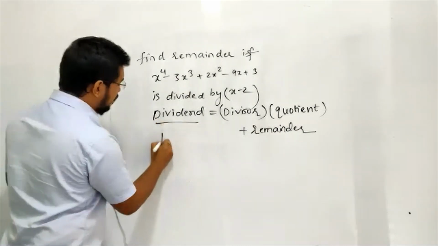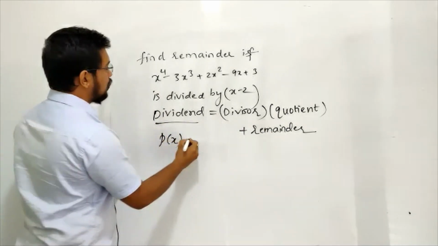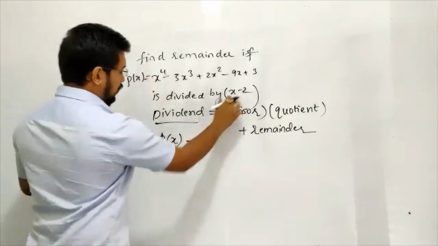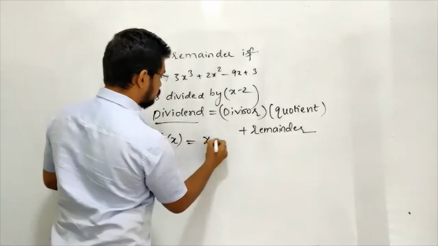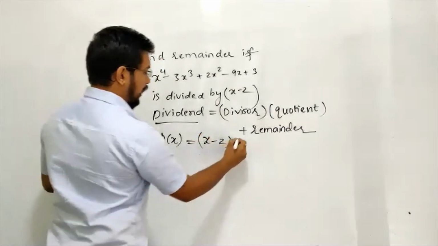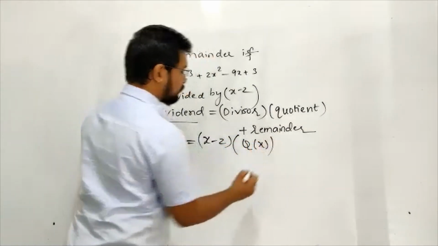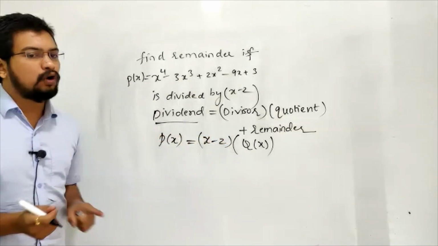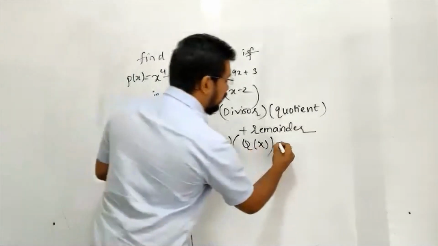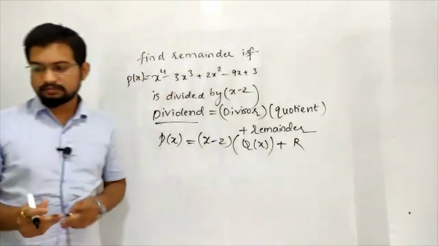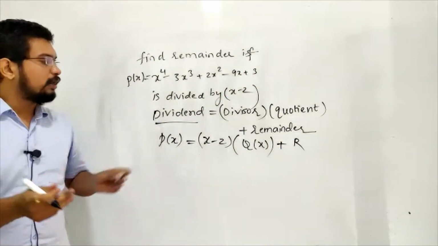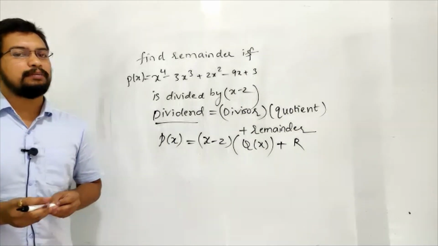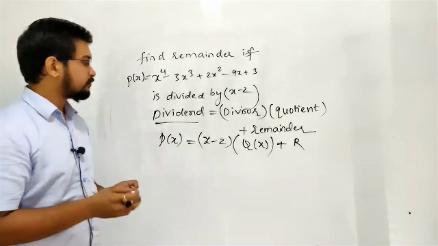Simply, the dividend is something like p of x, and the divisor is x minus 2. The quotient I don't know, so I'll write it as q of x. And the remainder I don't know, I'll make it capital R. This is what I need to find.